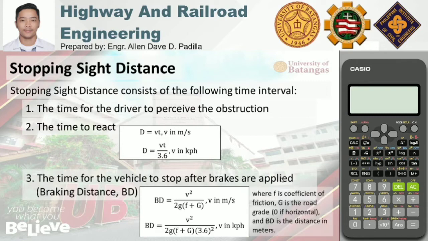So, yung f dito is the coefficient of friction. So usually, ibinibigay naman siya sa problem kung hindi siya ang hinahanap. Then, letter G is the road grade. So yun yung slope ng road. So kapag hindi nagbigay ng slope sa problem, meaning horizontal siya. And the value of G for horizontal surfaces is 0. And BD is the distance in meters. Then, idagdag ko na rin yung small letter g is the acceleration due to gravity.